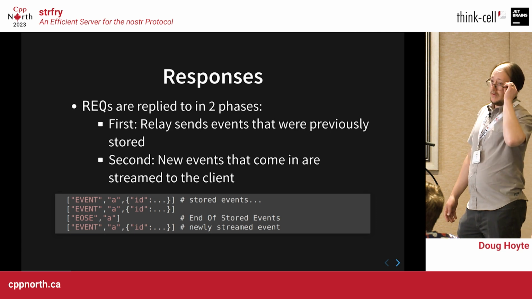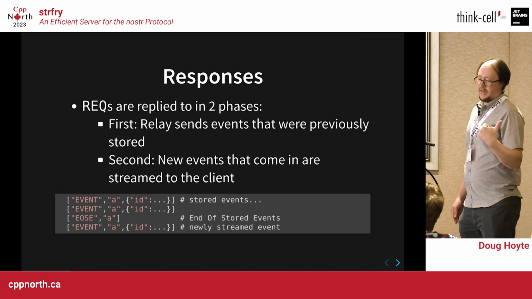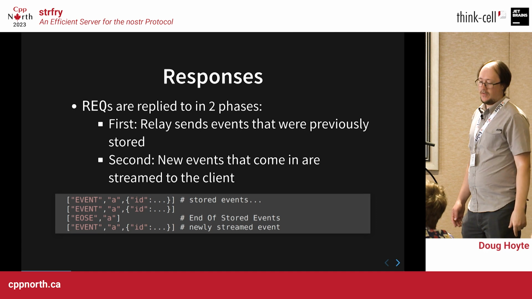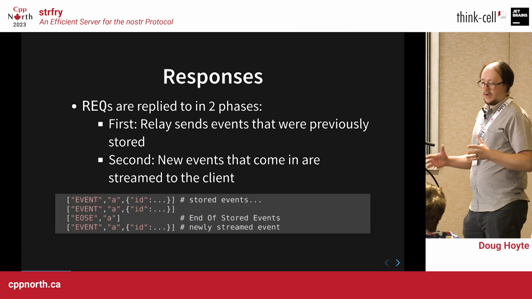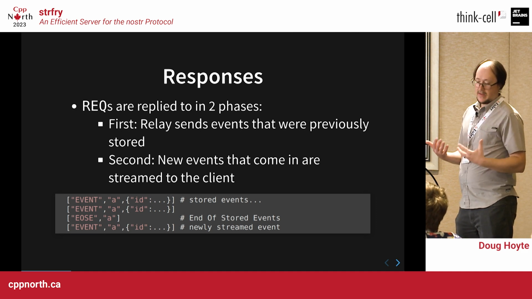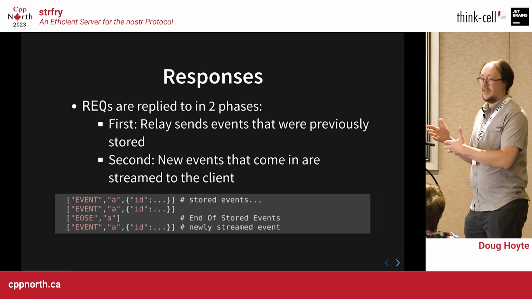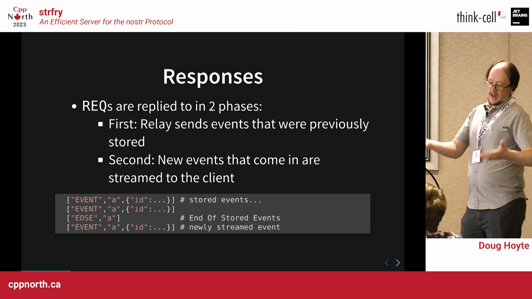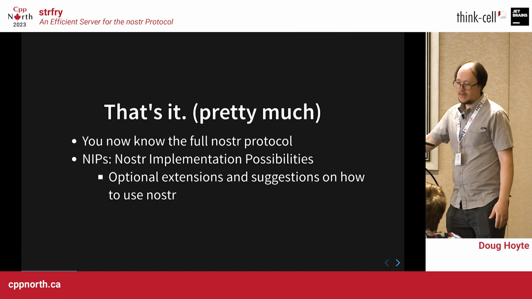Responses are what the relay sends back to you. Remember we set that subscription ID to be A previously. That just gets associated with each event that's sent in response to the subscription, right? Responses are sent in 2 phases, right? First, there's all the events that were previously stored by the relay that exist in its database. And then after that, it sends this end of stored events message. And then after that, it starts streaming in the second phase, the new events that come in real time, right? So you leave your WebSocket connection open and you get your new notifications and all this stuff in real time. And that's it.